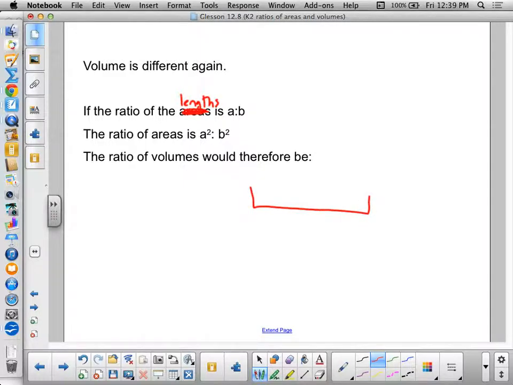If the ratio of lengths is a to b, and the ratio of areas is a squared to b squared, therefore the ratio of the volumes would be what? You should be able to figure that out pretty simply, or you can look it up in your lesson, and that's in chapter 12.